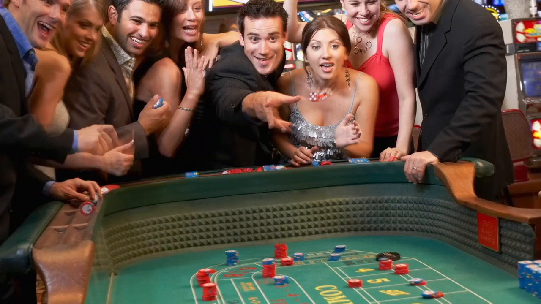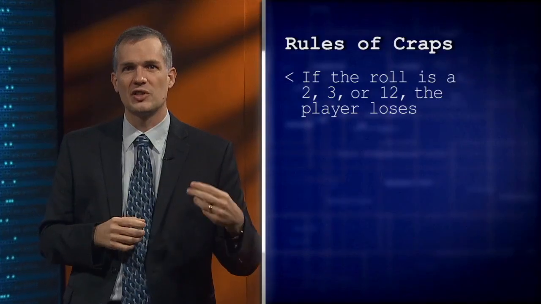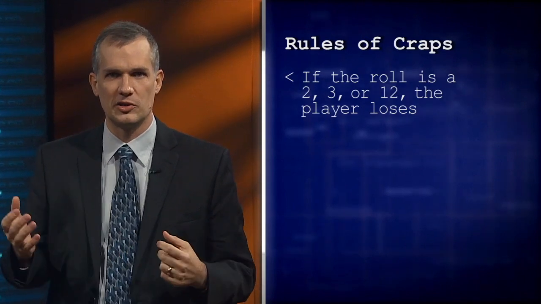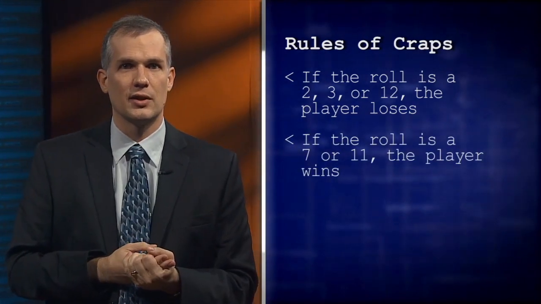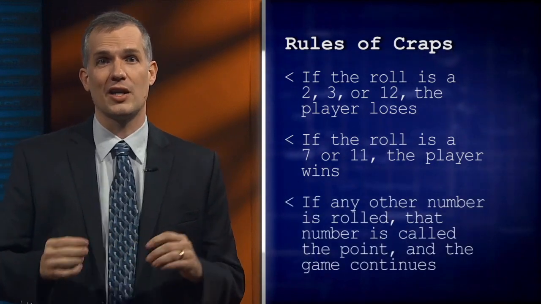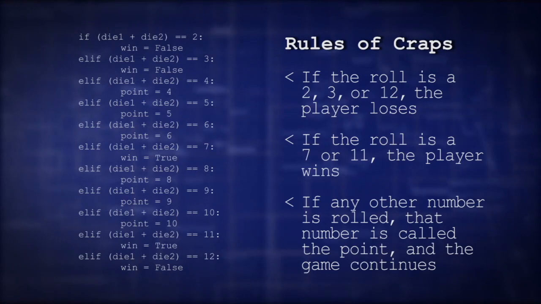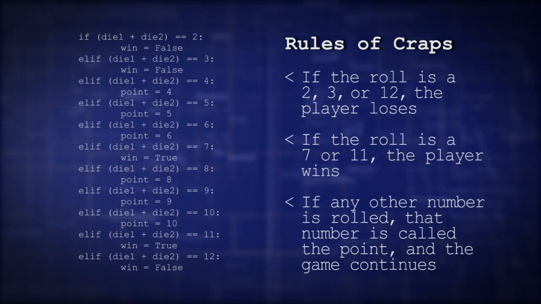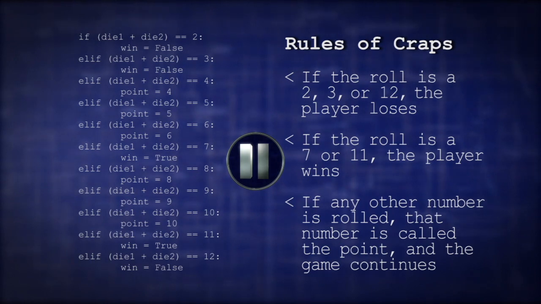Let's see one more example of how we could simplify with a Boolean. In the casino game Craps, a player rolls a pair of dice. If the roll is a 2, 3, or 12, the player loses. And if the result is a 7 or 11, the player wins. If any other number is rolled, that number is called the point, and the game continues. Here's an example of a set of if, else-if statements expressing this. How might we simplify this using Booleans?